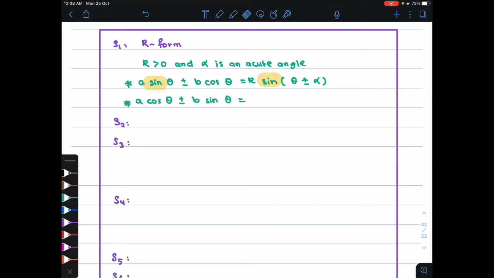Therefore, what is A cos theta plus minus B sin theta in R form? Here we can see that after A, it is cos. Therefore, the R form that we will use is R cos theta plus minus alpha. Step 2 is to compare. Step 3 is to find alpha. So how do we find alpha? You need to find tan alpha, and hence alpha is tan inverse of that value.